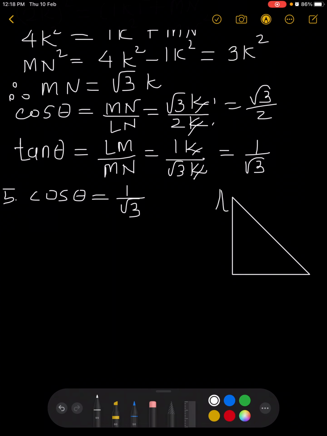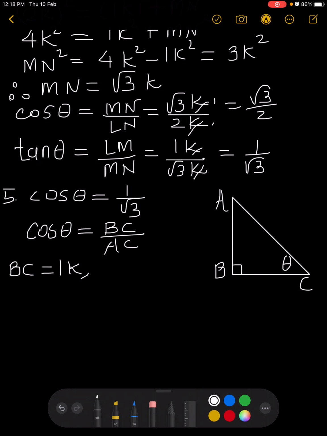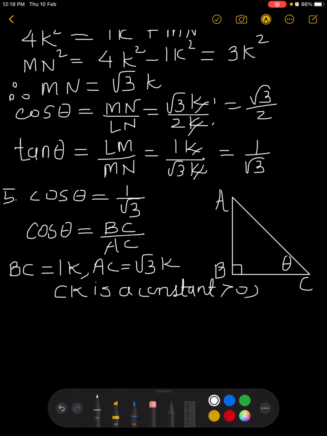Let us consider triangle ABC is a right angle triangle with angle B 90 degrees, and angle C measures theta. Cos theta is the ratio of the adjacent side BC and the hypotenuse AC. BC is 1k, AC is root 3k, where k is a constant greater than 0. BC is the neighbor side of theta, AC is the hypotenuse of the right angle triangle.